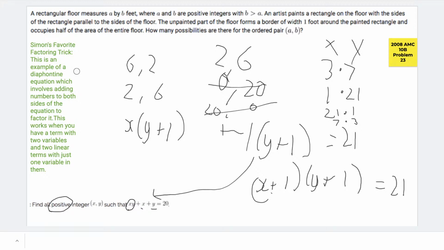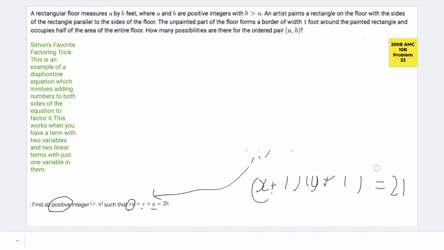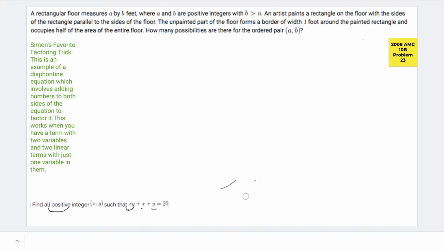And now we're going to solve this problem, which will be a bit more challenging. Okay, so the problem reads: a rectangular floor measures a by b feet, where a and b are positive integers with b greater than a. An artist paints a rectangle on the floor with the sides of the rectangle parallel to the sides of the floor. The unpainted part of the floor forms a border of width 1 foot around the painted rectangle and occupies half of the area of the entire floor. Now, how many possibilities are there for a and b?